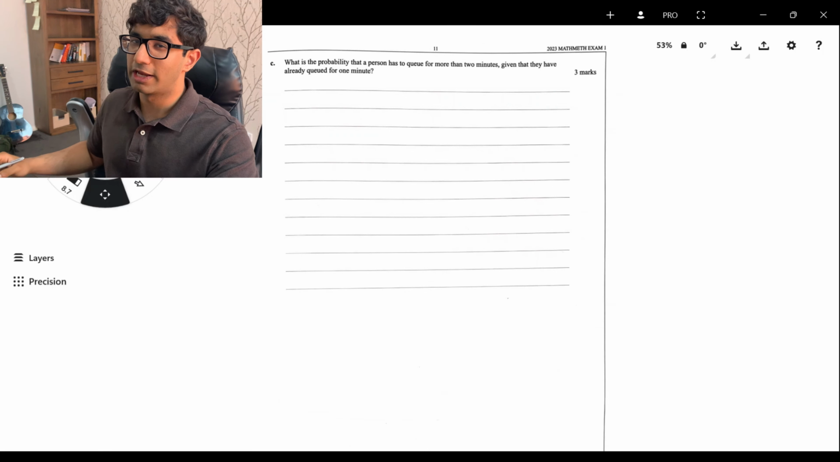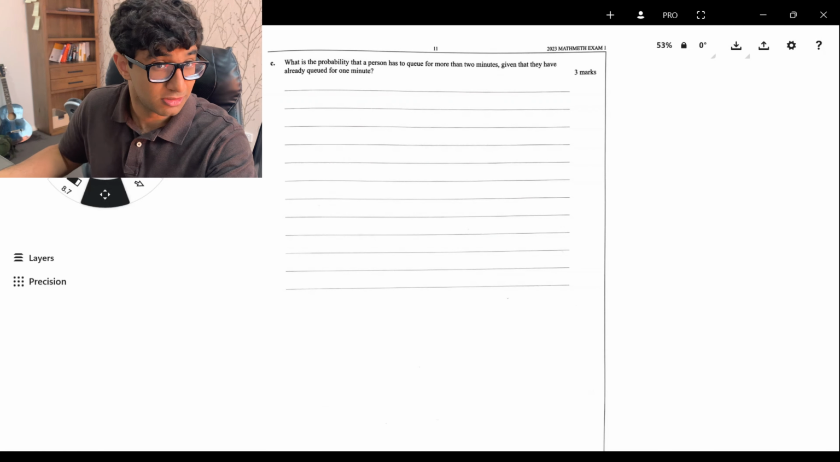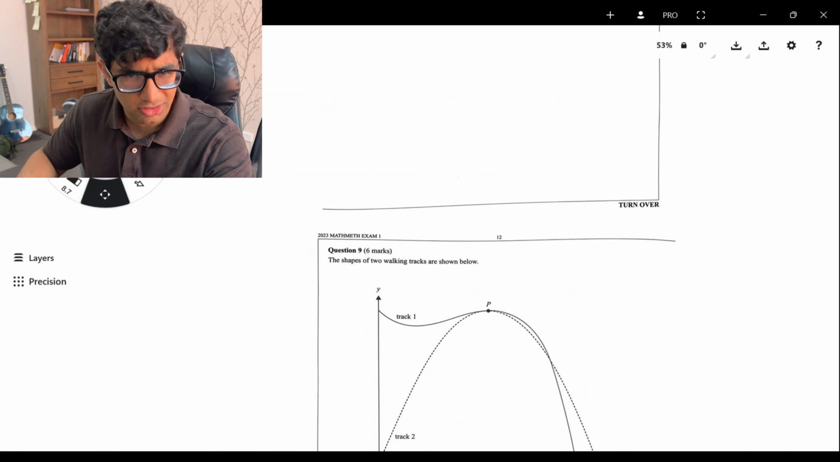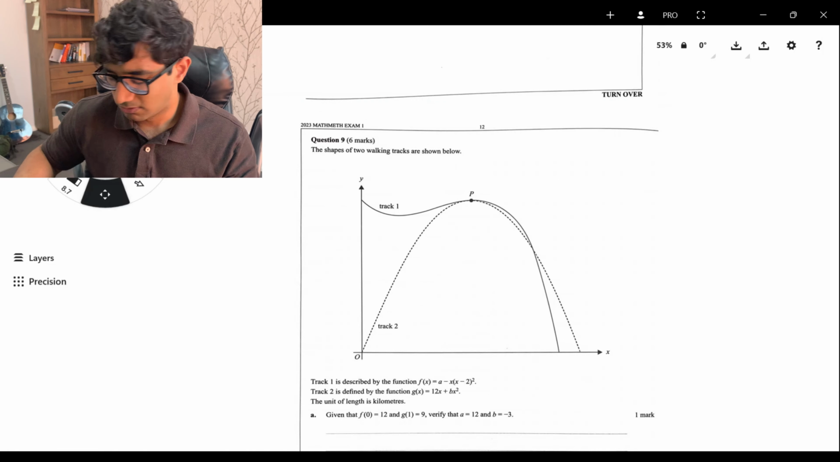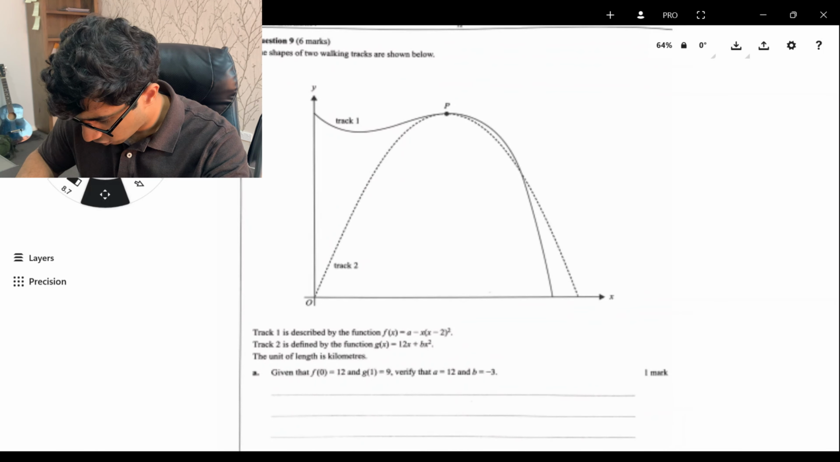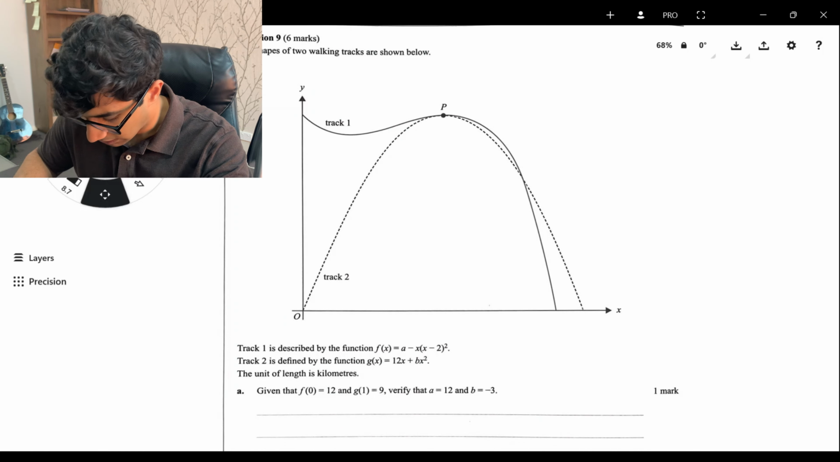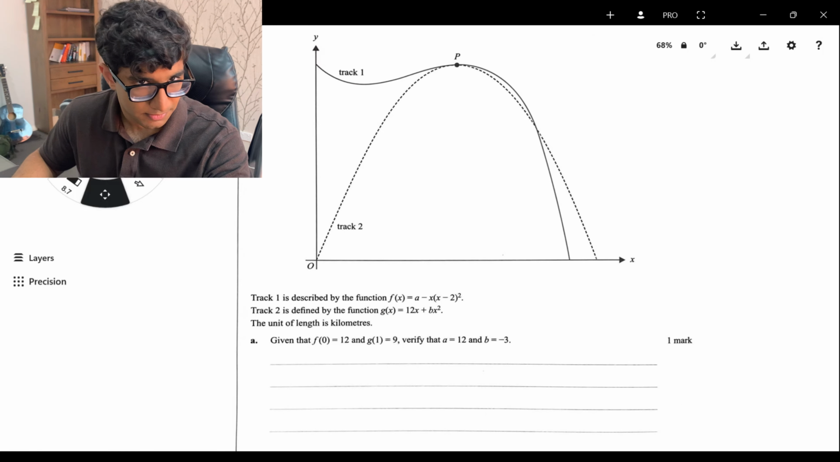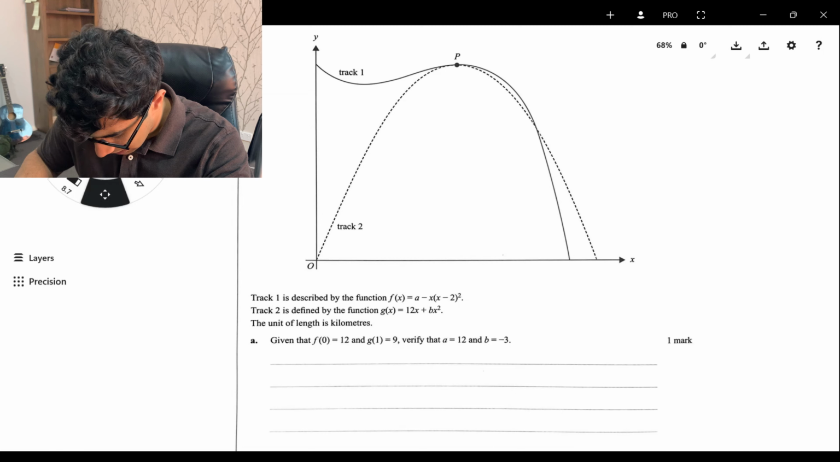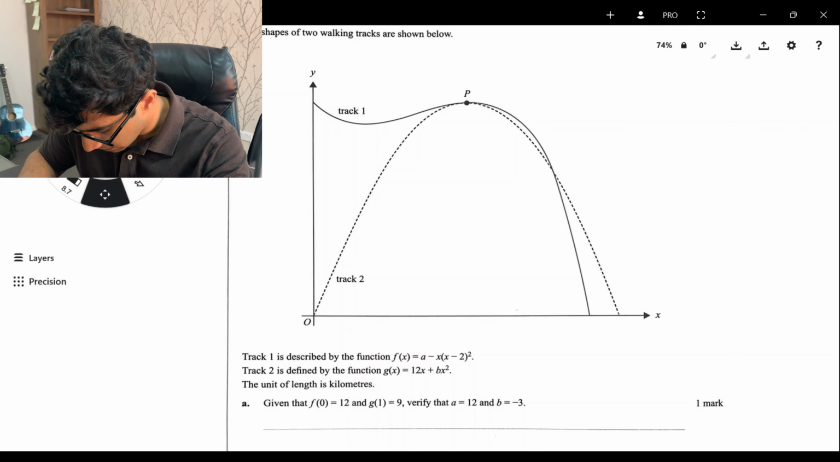I heard this question is a little bit algebraically heavy, so you can see me struggle if you really want to, but conceptually speaking, not too difficult in that sense. Question 9, the shapes of two walking tracks are shown below. We have track 1 and track 2. This is also the last question, so I'm expecting it to be decently difficult. Track 1 is described by a cubic, as you can see there.